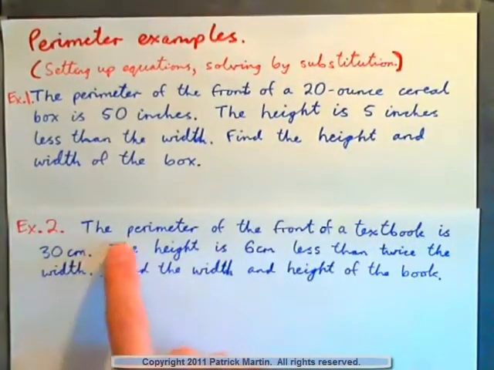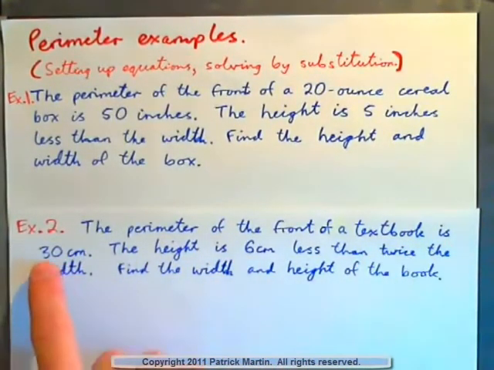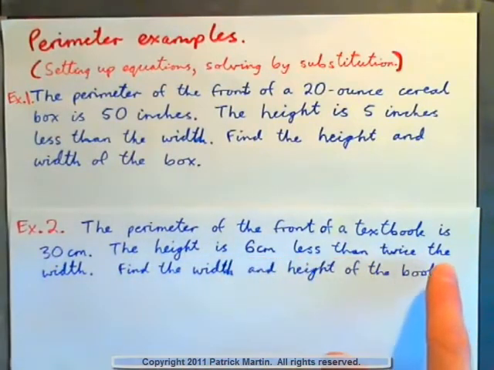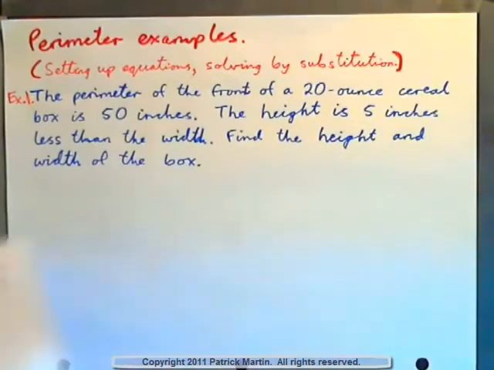The second example, the perimeter of the front of a textbook is 30 centimeters. The height is 6 centimeters less than twice the width. Find the height and width again. So we'll start with example 1.